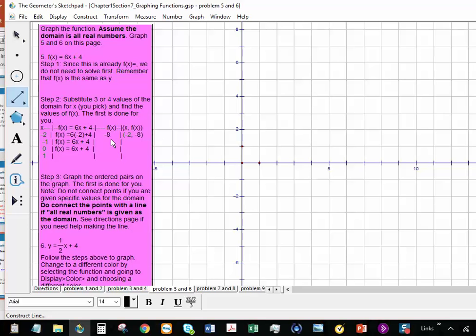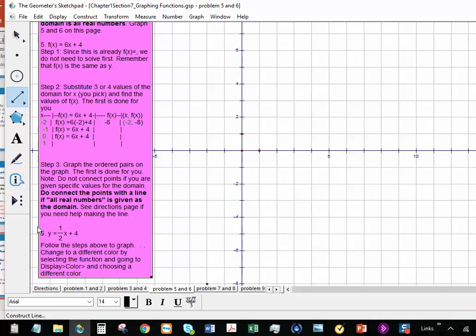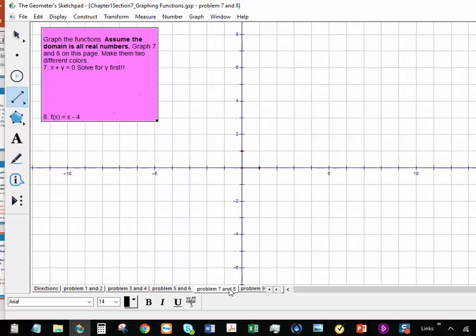And they found the first point is going to be negative 8. And here's y equals 1/2 x plus 4, and you would graph this one. So we're going to connect the points when we're done with both of these. You'll have two linear equations. They'll both be straight lines. These are both linear. In number 7, you have to solve for y first, so you'd subtract x from both sides. Y equals negative x. 8's already solved.